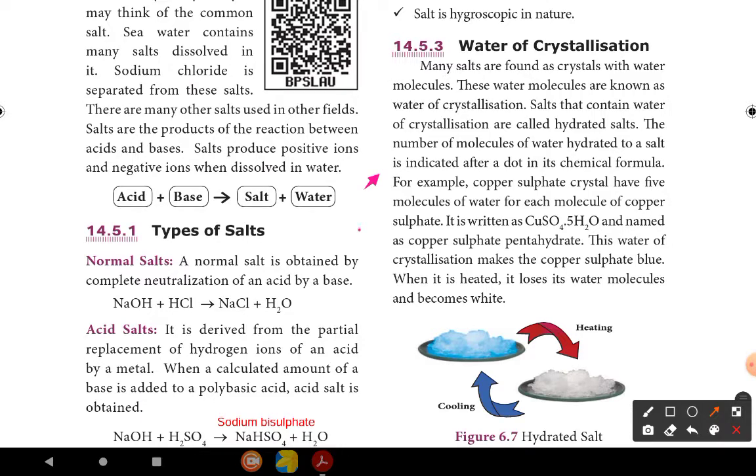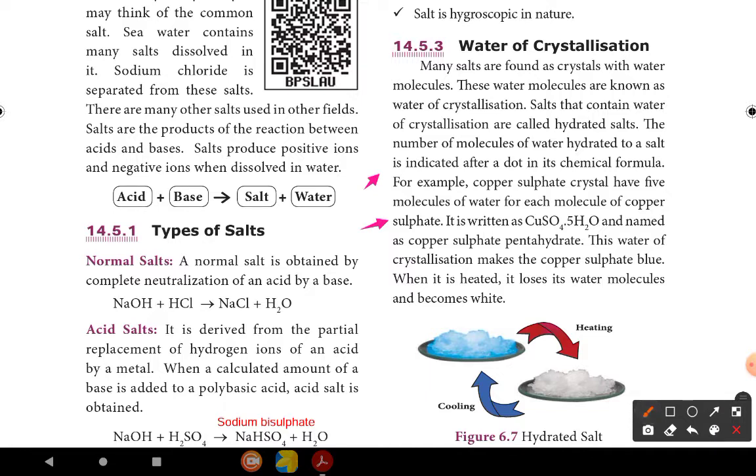For example, copper sulfate crystal has 5 molecules of water. So what should we write? We write the formula. See, it is written as CuSO4. How is it written, children? CuSO4, put a dot, and then write 5H2O. What is the meaning of 5H2O? There are 5 molecules of water in this copper sulfate.